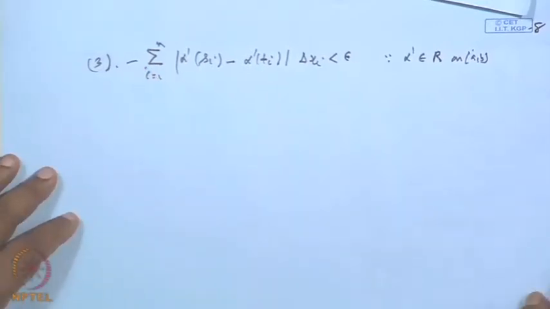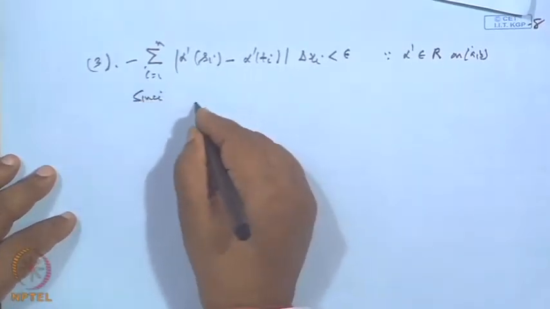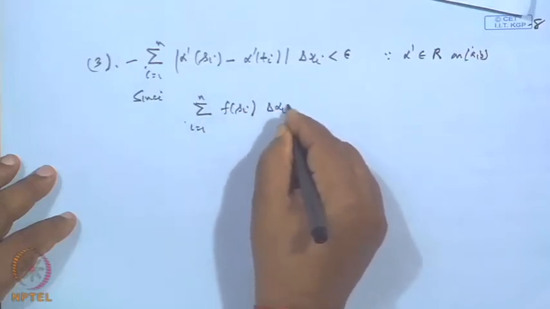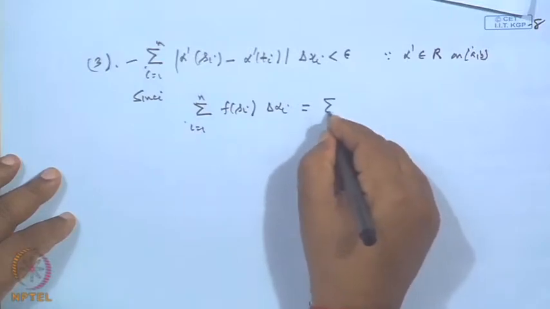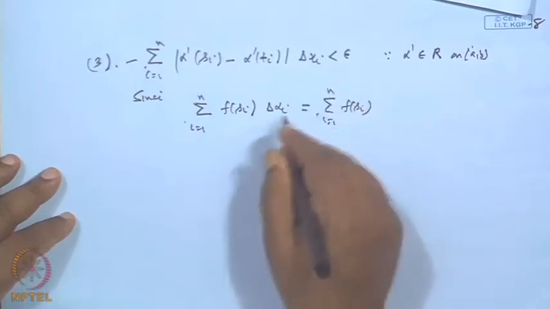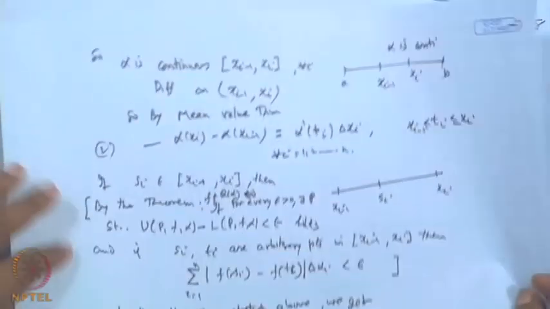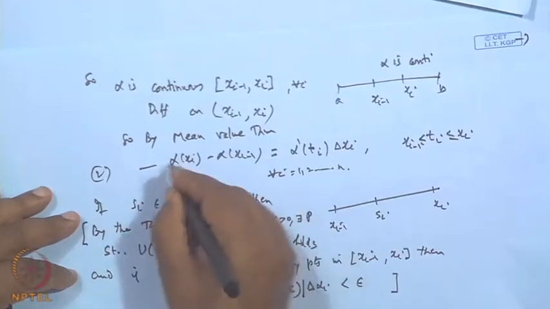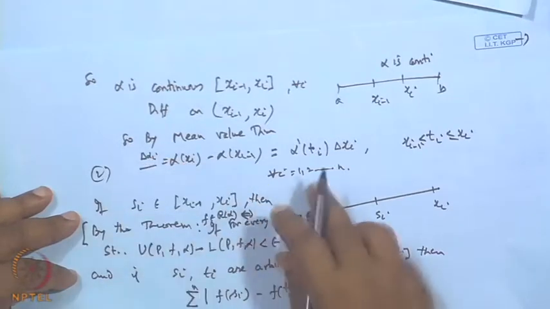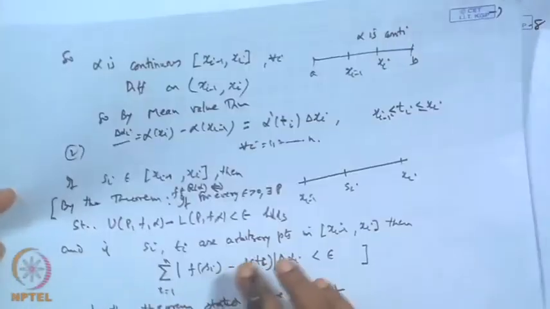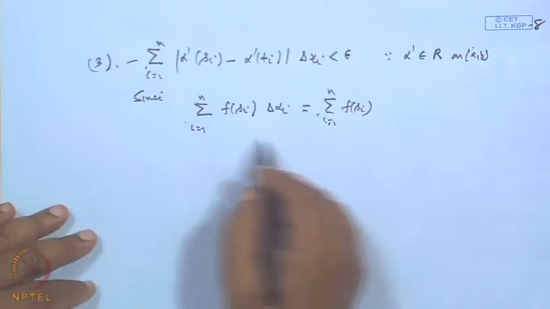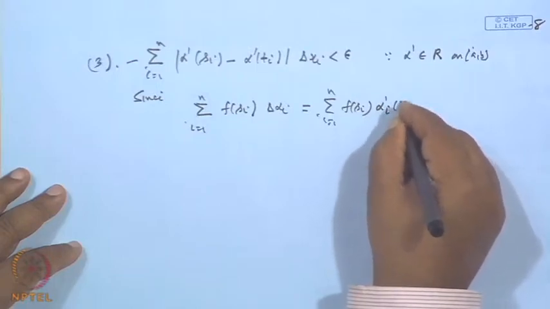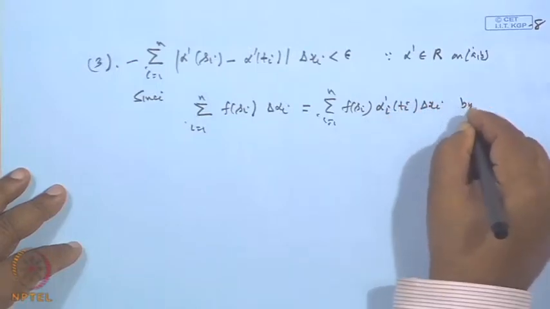Now, the sum from i equals 1 to n of f(s_i) delta alpha_i, we have already proved it in the second. This is our delta alpha_i, is it not? So, this delta alpha_i is nothing but alpha dash(t_i) delta x_i. So, by using the second, we can say this is equal to alpha dash(t_i) delta x_i.